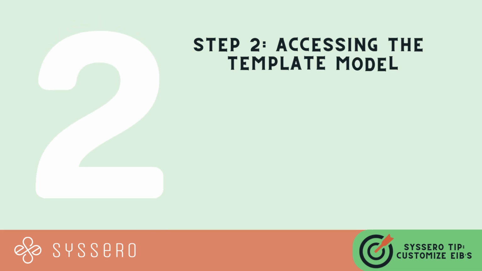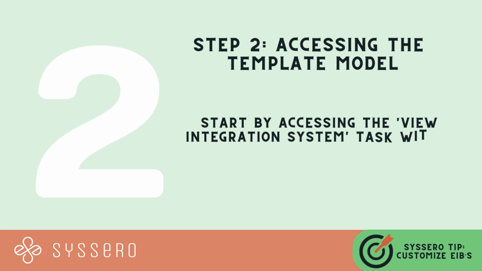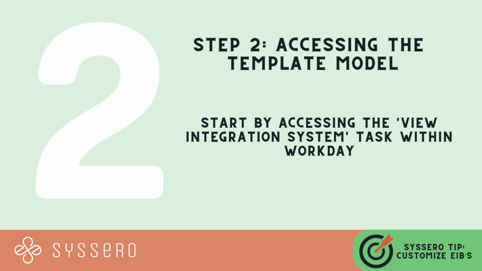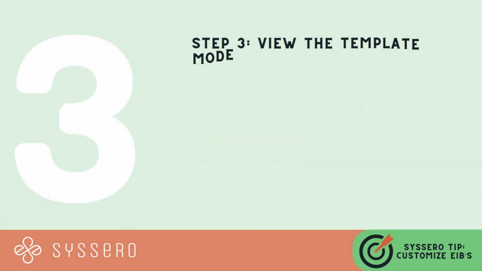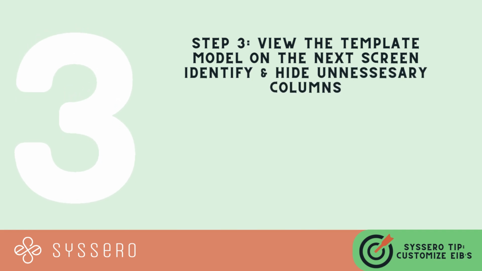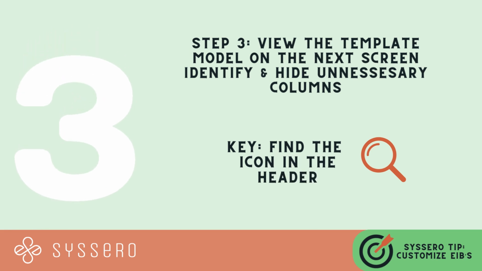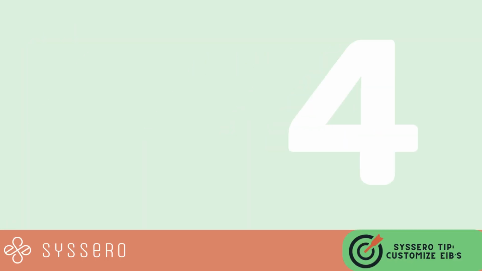Step 2. Accessing the template model. To customize your EIB, start by accessing the View Integration System task within Workday. Step 3. View the template model on the next screen to identify and hide any unnecessary columns. Hover over the magnifying glass icon in the header and choose Hide. This will hide all related columns within the template model area at once.